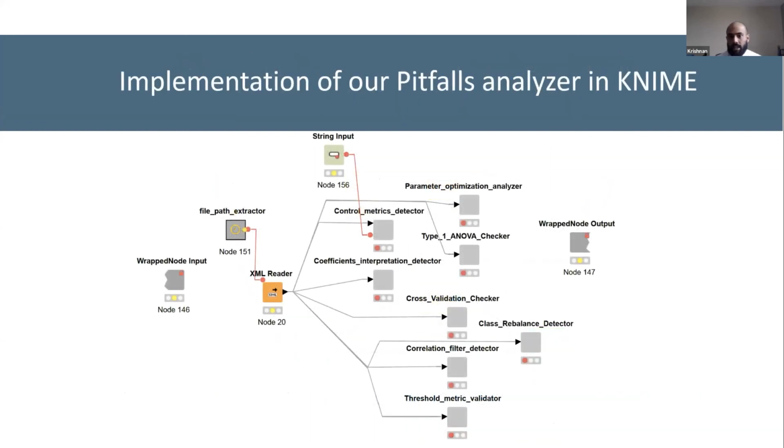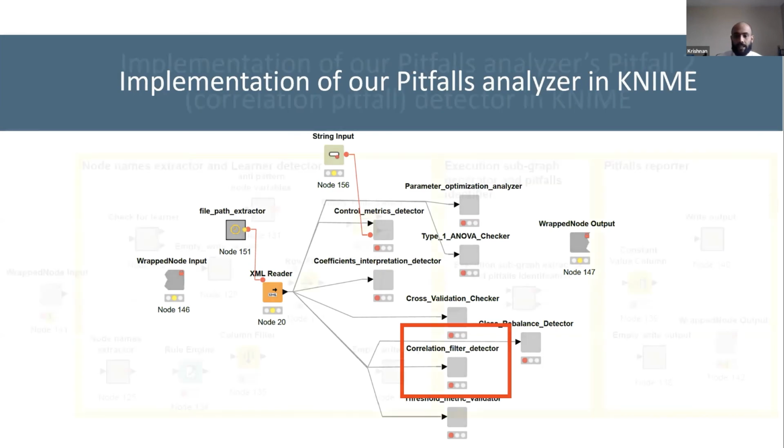So this gives you an idea of how we implemented our pitfalls analyzer in KNIME. Each component that detects an individual pitfall was a wrapped metanode. For the control variables alone, we need to pre-specify what they are for this expected analysis. So every time a data set is fed, it will automatically check. The correlation pitfall is detected with this component that I've highlighted.